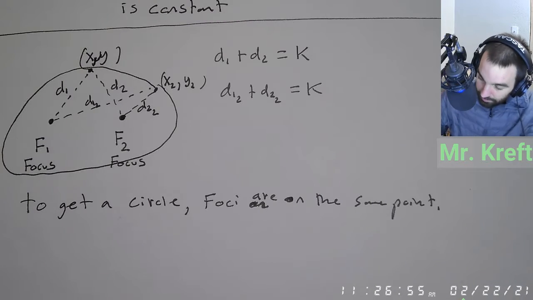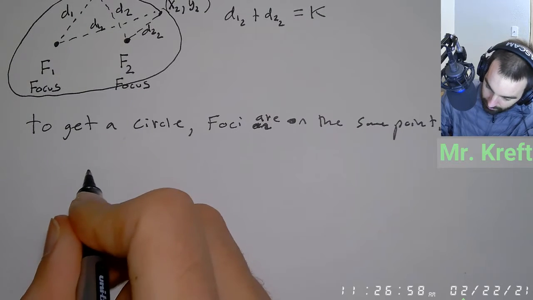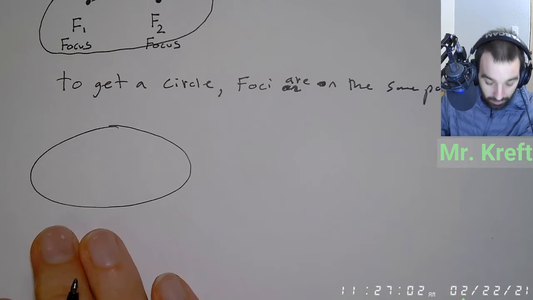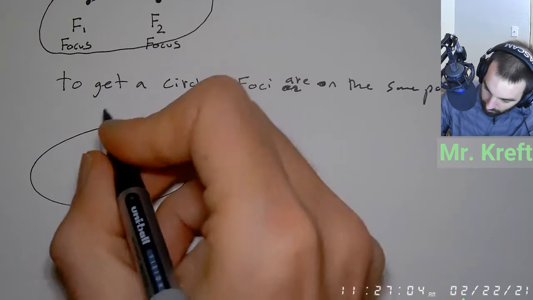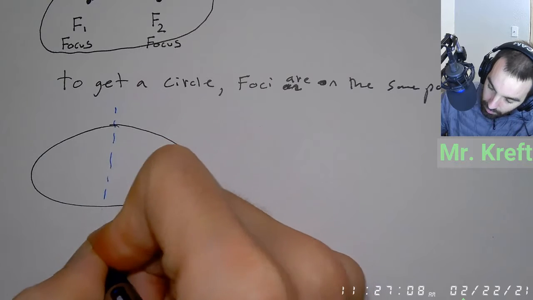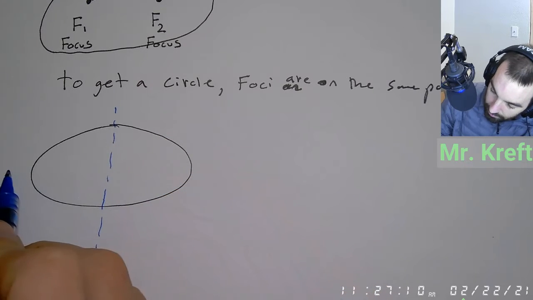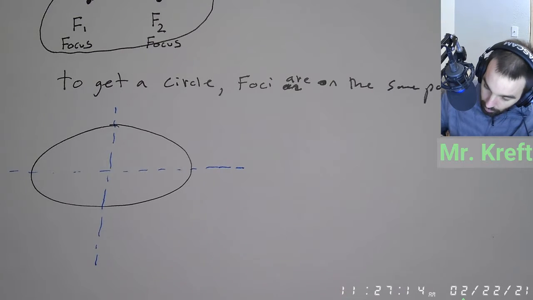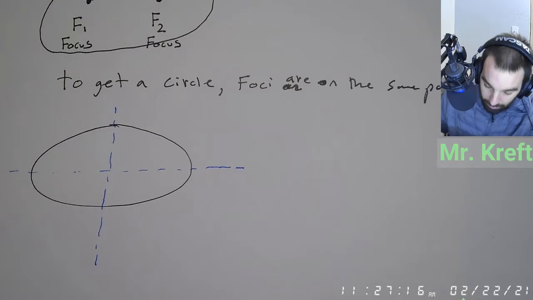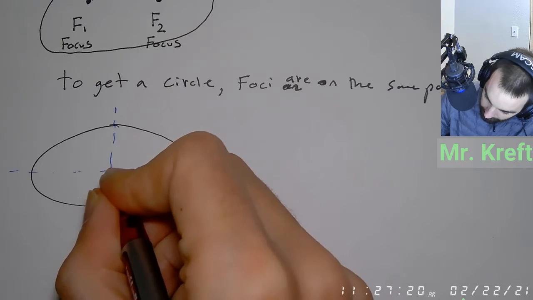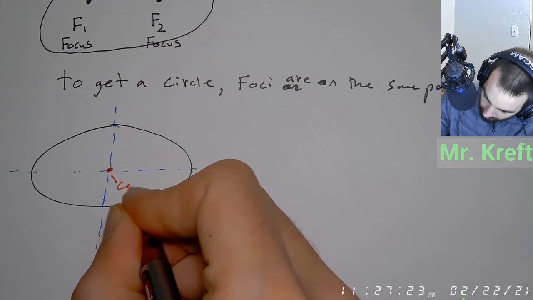So we need to go ahead and define some stuff. So we're going to have, here's an ellipse. We're going to have, and this is the important part, one axis, another one. Okay. So let's go ahead and label some important pieces here. Okay. So this right here is the center.